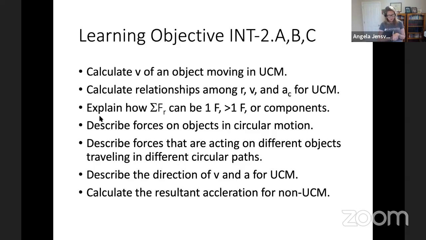Describe the direction of... hey, didn't we just do this? Describe the direction of velocity. We did. Okay, so part of our mission is accomplished. We're going to also describe the acceleration for circular motion, and calculate the resultant acceleration for non-uniform circular motion.